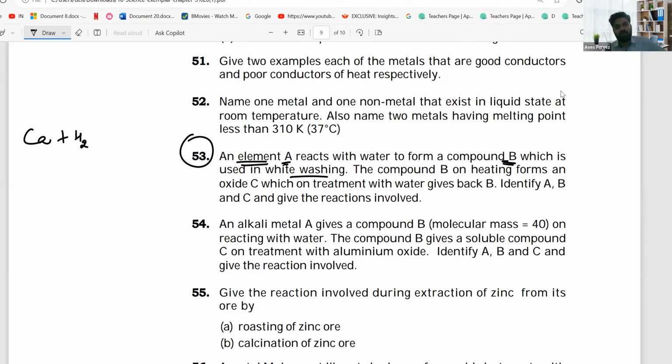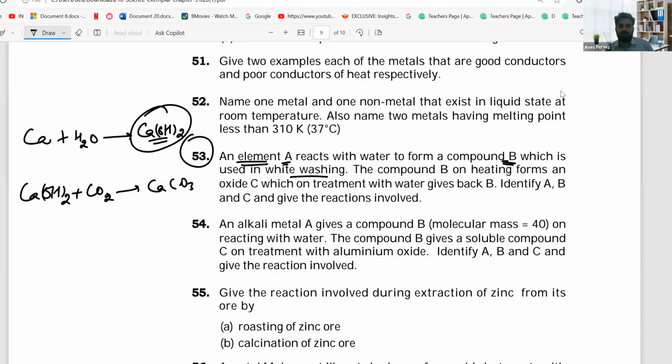So when it reacts with water, it will give you calcium hydroxide, and this calcium hydroxide is being used in whitewashing. Calcium hydroxide is applied during whitewashing, but it reacts with the atmospheric carbon dioxide and forms a layer of calcium carbonate. This gives you the white shine, because calcium carbonate is white in color.